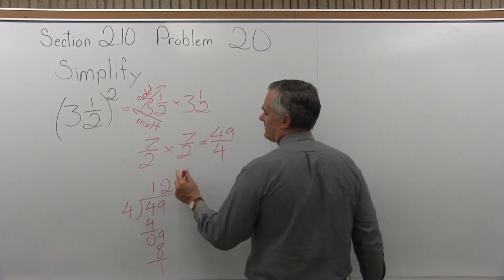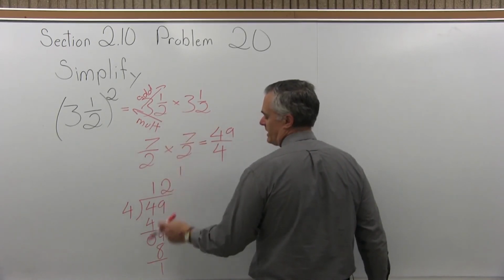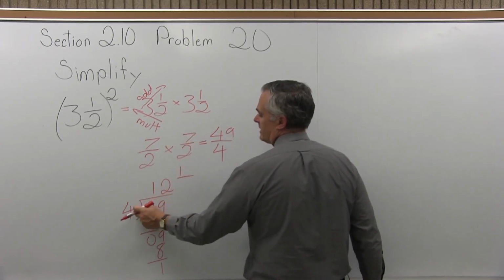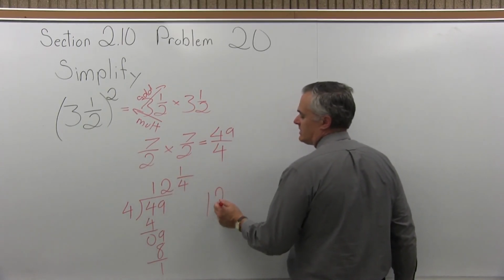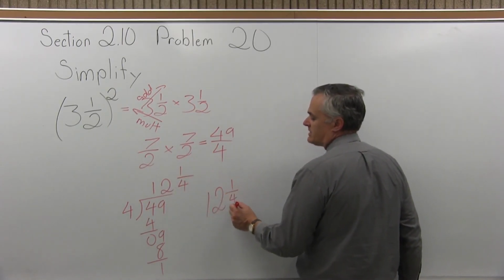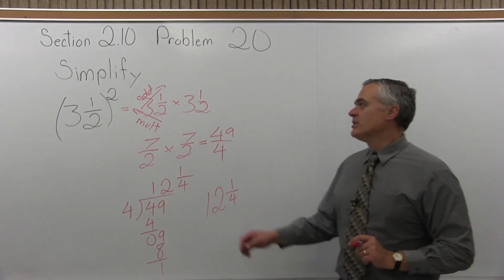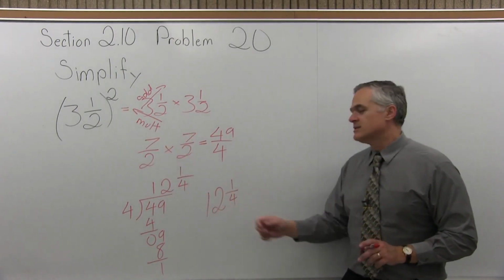So the 12 is my number in front. The remainder of 1 is the numerator. The number in front of the division, which was the denominator, remains the denominator. So the answer is 12 and 1/4. Or you might say 12 and 1/4. So 3 1/2 to the second power is 12 and 1/4.